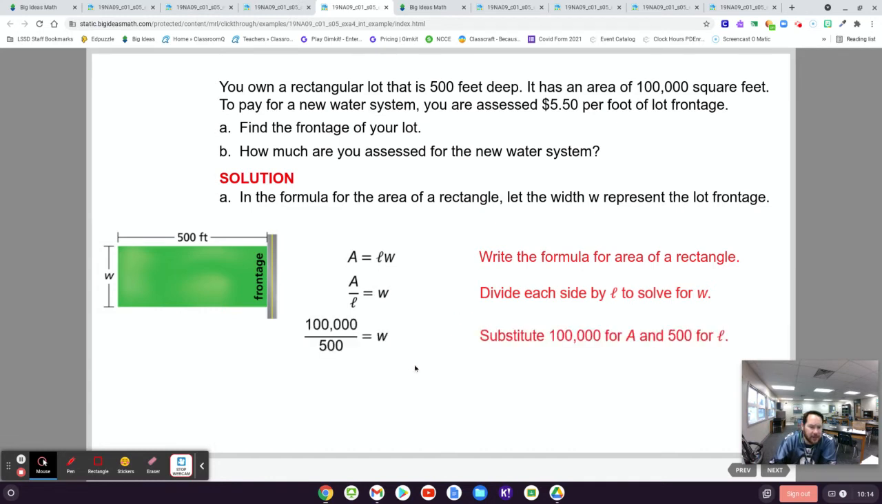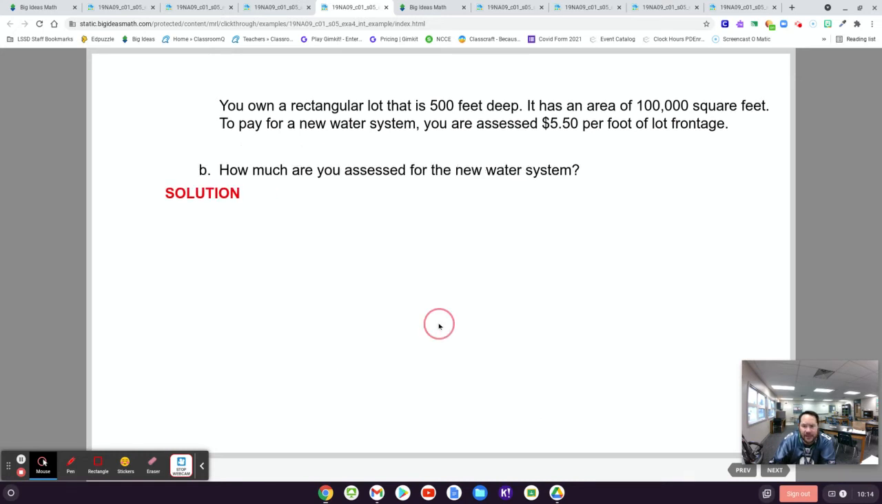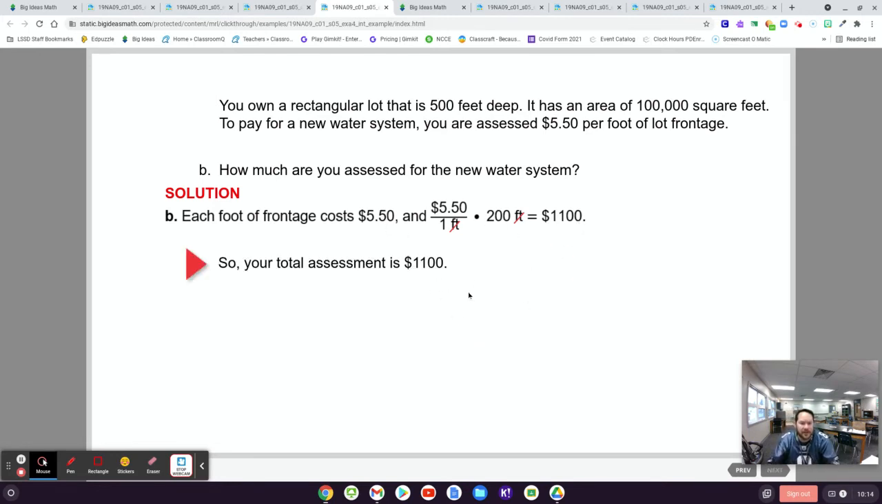All right, hopefully you did 100,000 divided by 500 and got 200. So this frontage lot is 200 feet long. And now you've got to figure out how much that is going to cost. You're going to have to do 200 feet times $5.50, and it is $1,100 that you have to pay for the frontage road. Okay, so those are common formulas you've known, like length times width and things like that.